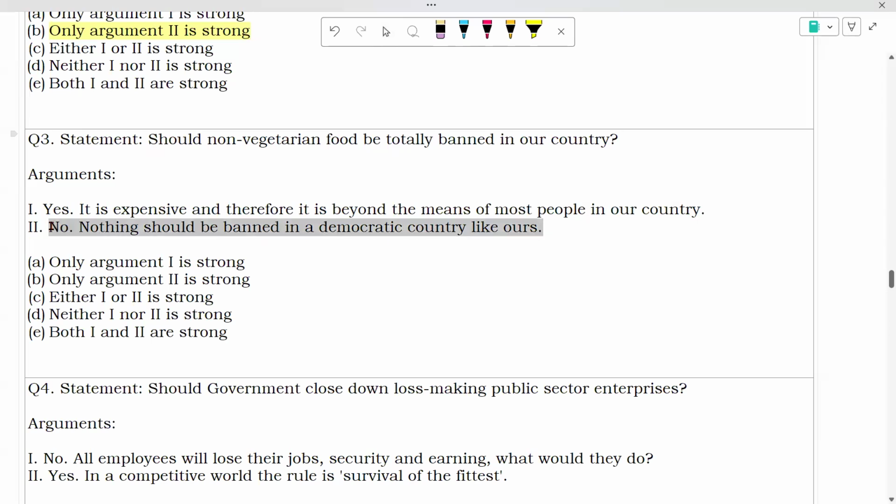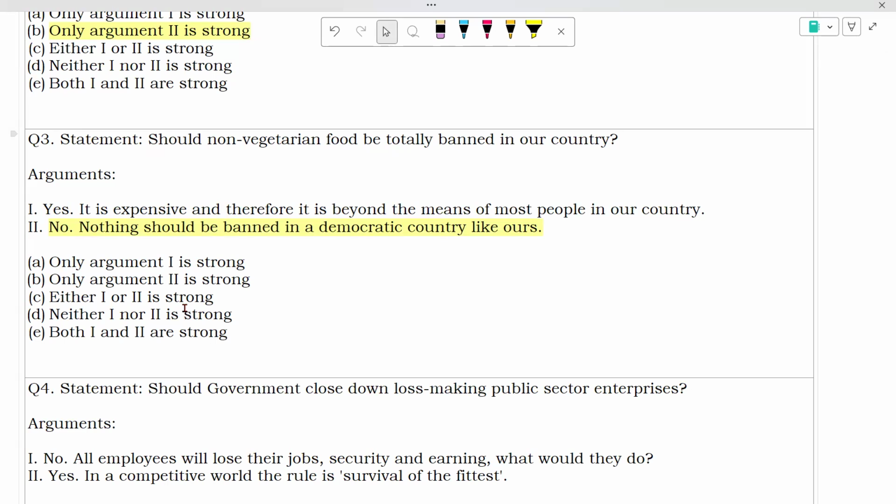Why is it a weak argument? Argue with me. Do some argument. Sir, because I think the word "nothing" mentioned there is much of an extremity. Nothing should be banned in a democratic country like ours; there will be many things included in that purview. So we are not talking about other things.